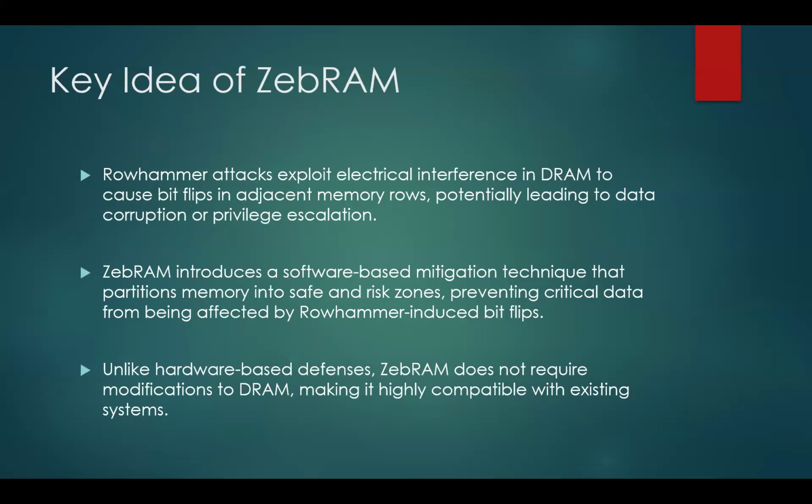Key idea of ZebRAM. As discussed before, Rowhammer attacks exploit electrical interference in DRAM to cause bit flips in adjacent memory rows, potentially leading to data corruption or privilege escalation. ZebRAM introduces a software-based mitigation technique that partitions memory into safe and risk zones, preventing the critical data from being affected by Rowhammer induced bit flips. Unlike hardware-based defenses, ZebRAM does not require modifications to DRAM, which makes it highly compatible with existing systems.